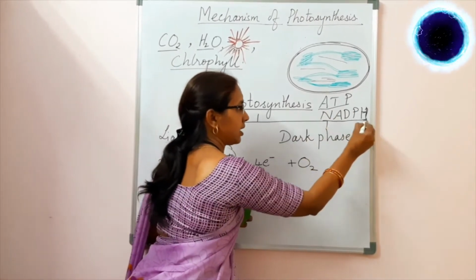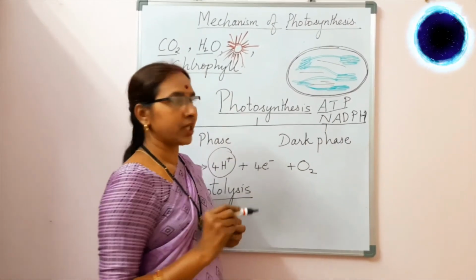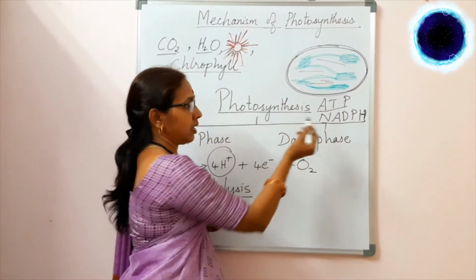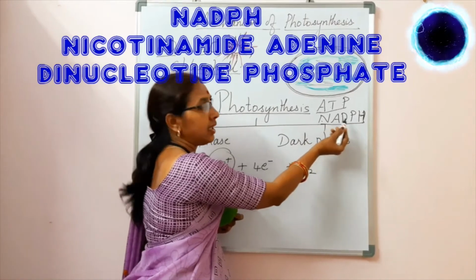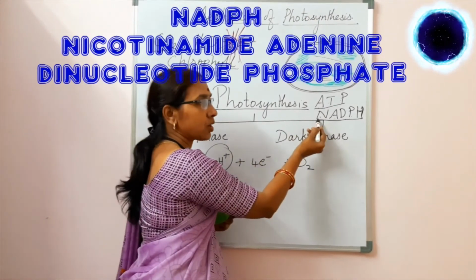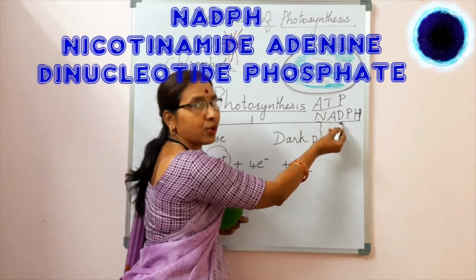What is the full form of ATP? ATP is adenosine triphosphate. The full form of NADPH is nicotinamide adenine dinucleotide phosphate.